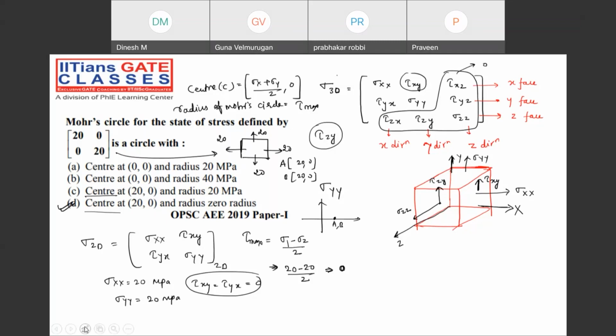So somebody will ask you the Mohr circle for this case. This will become a point. The point is not going to have any radius. It will have 0 radius, but the center will be exactly at 20, whatever the unit will be. At that distance, the center of the circle will be there. Understanding my point?